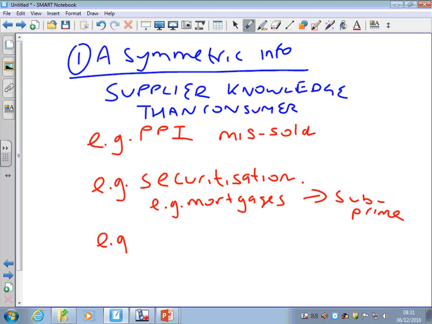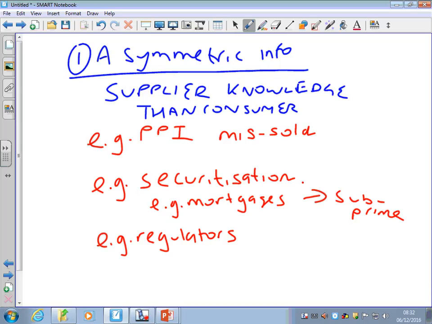Another example is with regulators. Well, regulators exist to intervene in markets to make sure that firms are doing what they're meant to be doing, basically. Prices, for example, quality standards. Well, financial institutions have got very little, if any, incentive to tell regulators exactly what's going on.